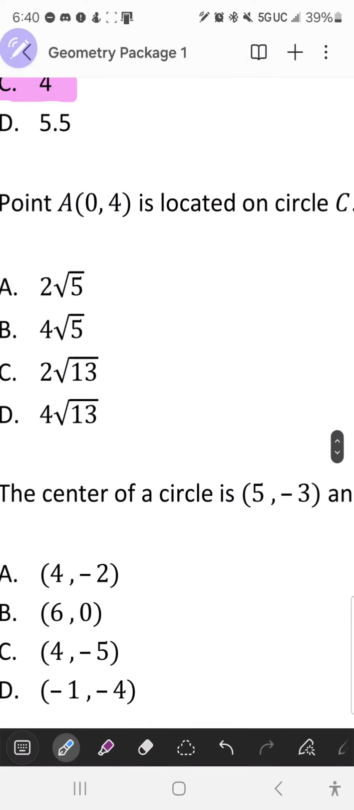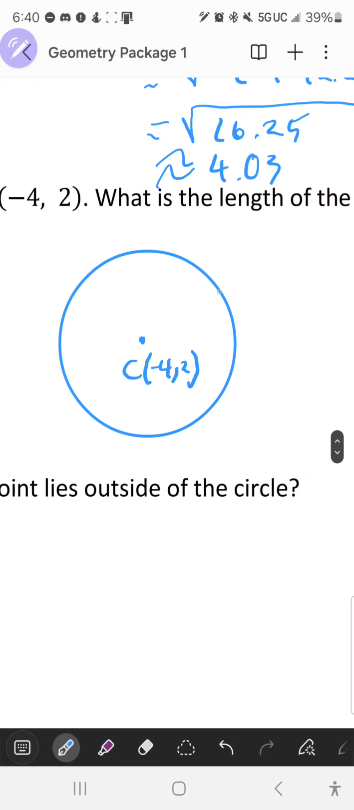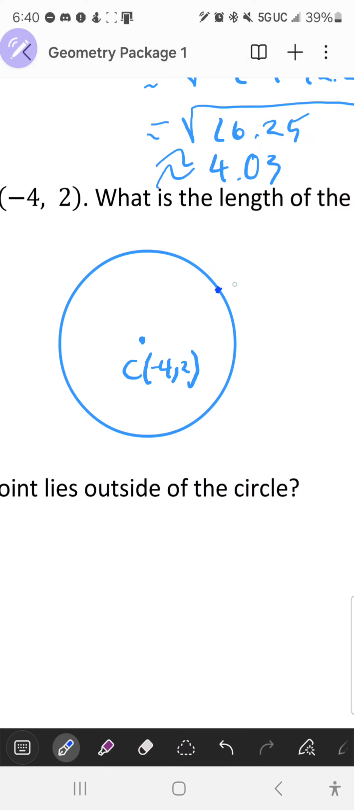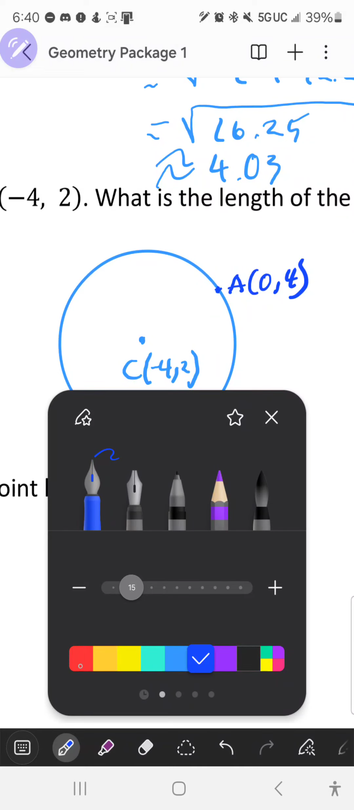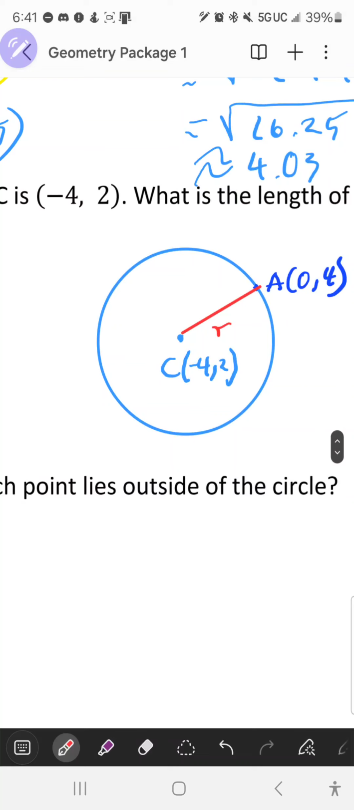Now, A is (0, 4). I'm going to put A in another color. A is (0, 4). Now, if we calculate this, we're going to be calculating the radius, and they're asking us for the diameter. Since we know the properties of a circle, we know that the diameter is 2 times the radius.